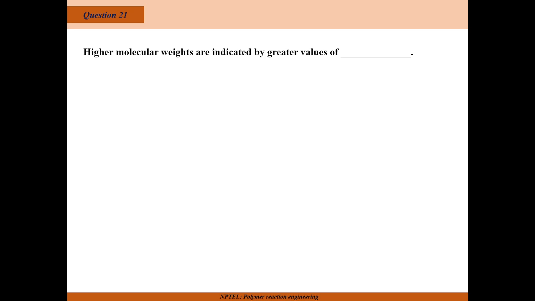Higher molecular weights are indicated by greater values of dash. By observing something, we can correlate that with the higher molecular weight. What is that property? Is it degree of polymerization? No, here we are talking about viscosity. Inherent viscosity. Yes. If the inherent viscosity is larger, then we can say that the molecular weight of the polymer is also higher. A higher viscosity polymer generally corresponds to a higher molecular weight polymer.